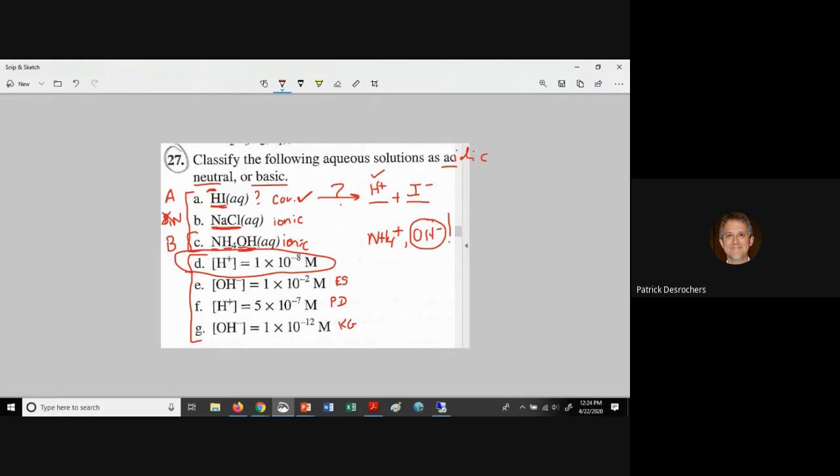Eli, got your answer? Yes. Kirsten, you got an answer? Yes. Okay. Eli, give me your answer. Acidic, basic, or neutral? Basic, because OH is larger. Okay. And just checking, what was the H plus concentration in this one? 10 to the negative 12. Okay, good. I like it. Kirsten, what do you think?